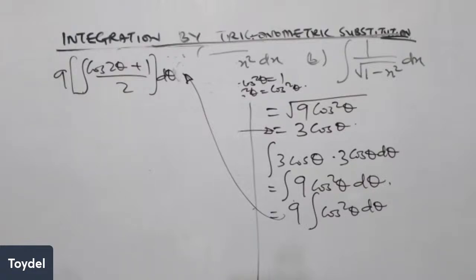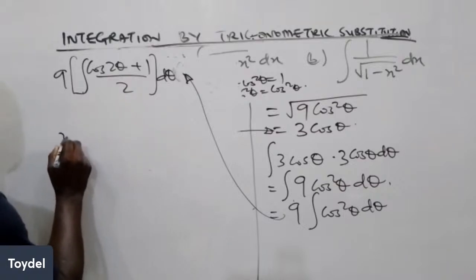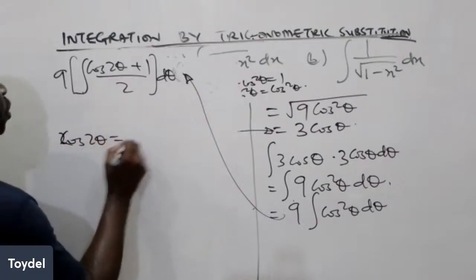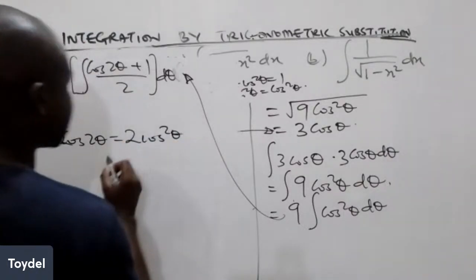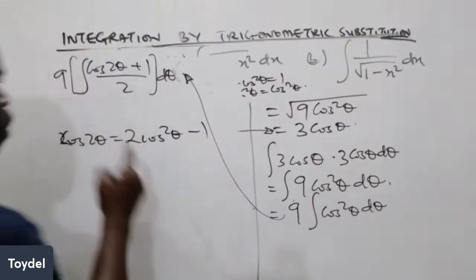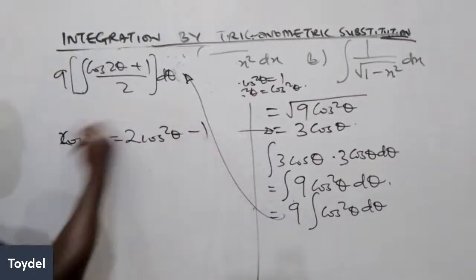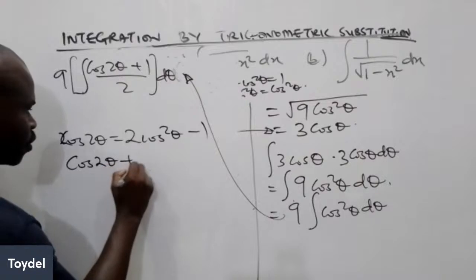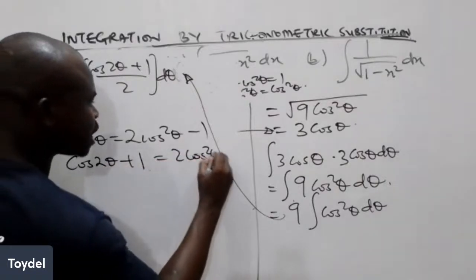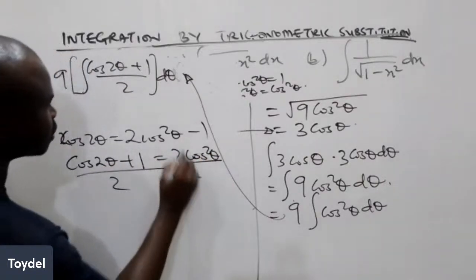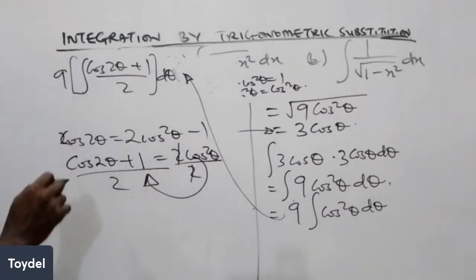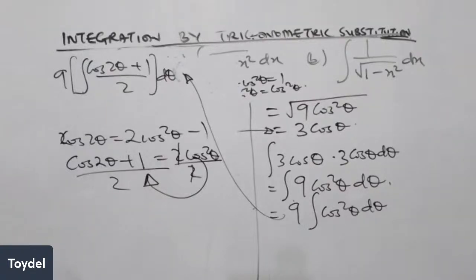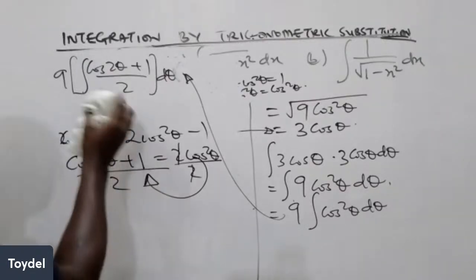But if you look at the double angle formula, cos 2 theta can be expressed as 2 cos squared theta minus 1, or 1 minus 2 sine squared theta. Then cos 2 theta plus 1 is equal to 2 cos squared theta. If I divide both sides by 2, the value of cos squared theta will be (cos 2 theta plus 1) divided by 2. That is what we get from the double angle formula, and that is what we have on the board.